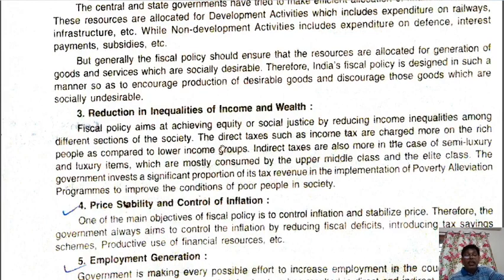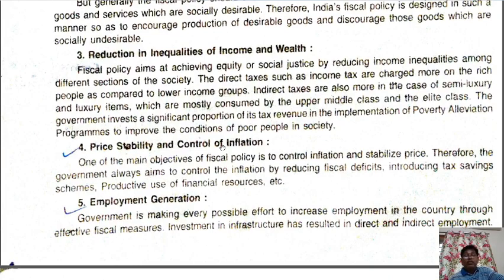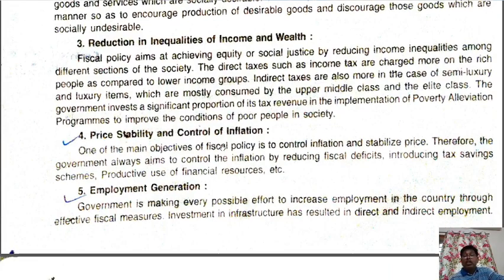Next, the reduction in the inequality of income and wealth. Fiscal policy aims at achieving equity or social justice by reducing income inequality among different sections of society. Direct taxes such as income tax are charged more on rich people as compared to the lower income group. Indirect taxes also apply more to semi-luxury and luxury items, which are mostly consumed by the upper middle class and the elite classes.